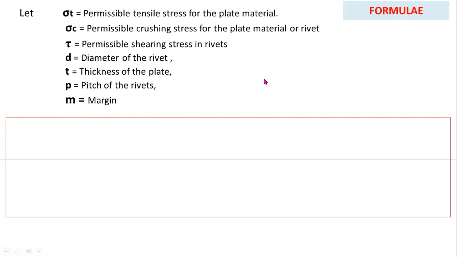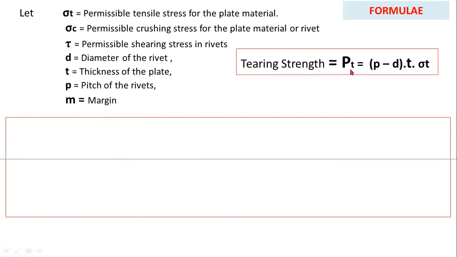Now, PT is the tearing strength. The rivet may fail due to tearing of the plate across the row of rivets. So, to resist that failure, you have to use this formula. Tearing strength PT equal to P minus d into t into sigma T. Here, sigma T is the tensile stress, t is the thickness of the plate, d is the diameter of the rivet, P is the pitch of the rivets.